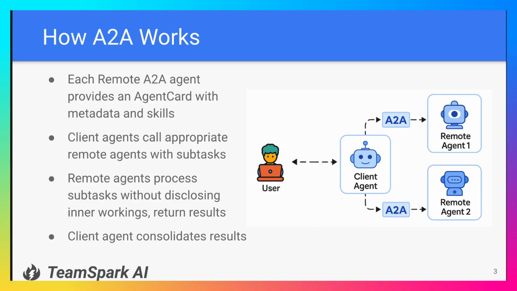And then the remote agents will get those subtasks, they'll process them, and they'll return a result without disclosing any of their inner workings. So if they call tools or access resources or any of the sort of chit chat that you see back and forth as an agent solving a problem, you're not going to see any of that in the client agent. You're just going to get the result. And then the client agent will consolidate those results. So it'll either build them into your answer, or in the case of tasks being accomplished, it'll understand which subtasks have been accomplished. So it's basically a pretty straightforward way for a traditional agent to call other agents when it needs them to do some specific kind of work.